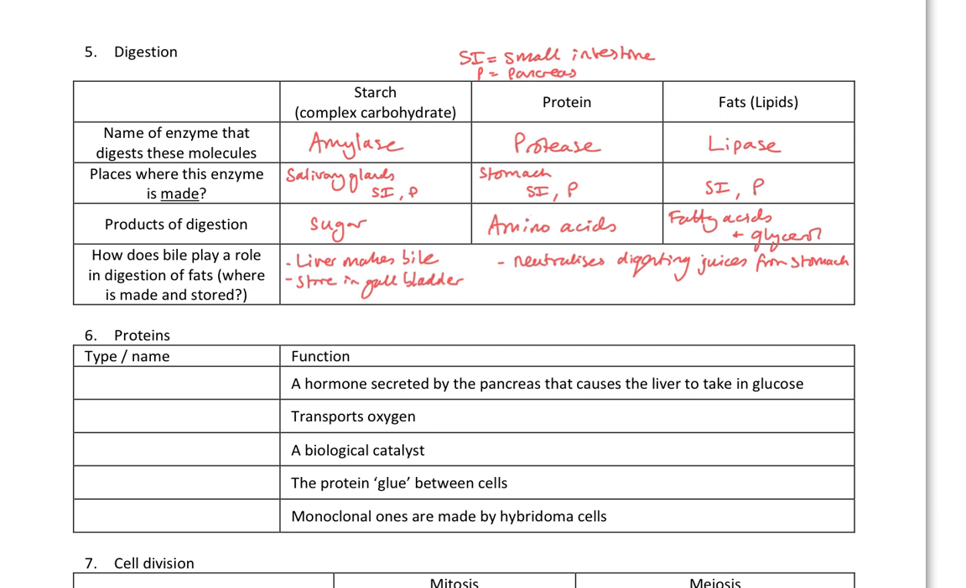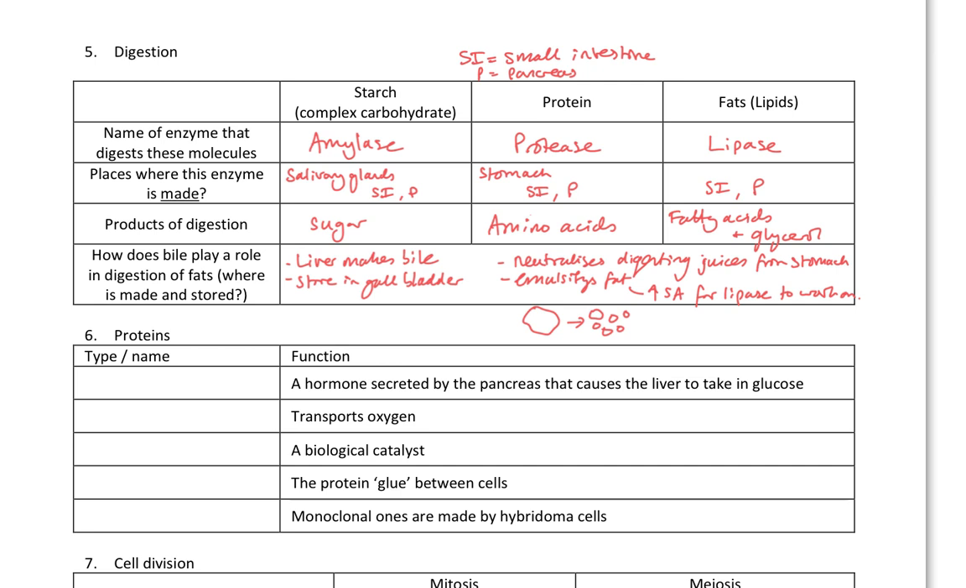And it also emulsifies fat. Both of these mean that lipase works better. For emulsifying fat, there's a greater surface area for lipase to work on. So we're going from a big fat blob to small fat globules, and therefore lipase can work faster. Bile does not digest things; it doesn't get it into a small soluble molecule. So be careful there.